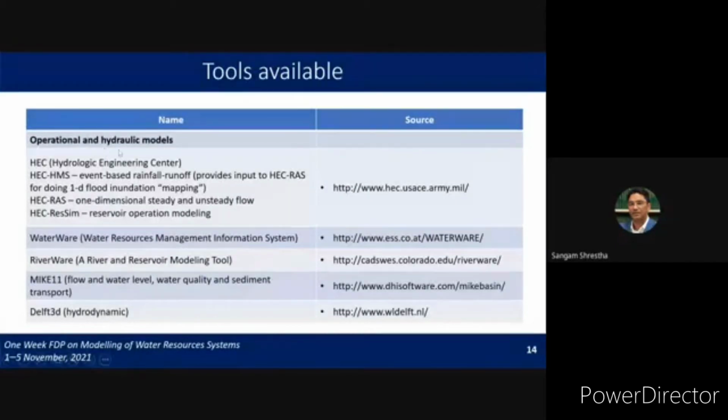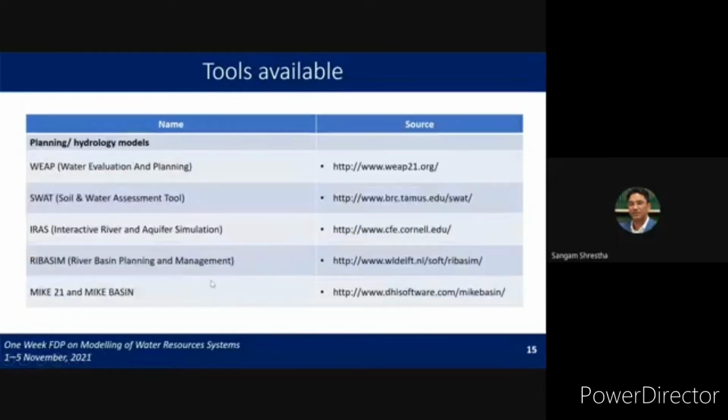So these are some of the names of these different types of models. For example, there are the operational and hydraulic models, such as the HEC series. The Hydrologic Engineering Center developed HEC-HMS, HEC-RAS, and HEC-ResSim. I have given you here the web link to download those models. Similarly, there are models called WaterWare, RiverWare, MIKE 11, and Delft3D. Some of the models are freely available, we don't need to pay, but for some of the models we have to pay for the license.